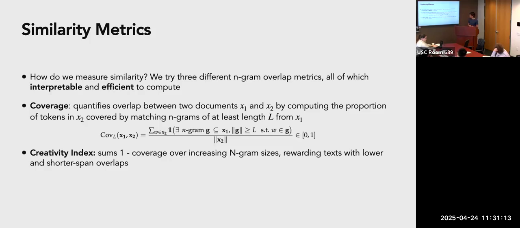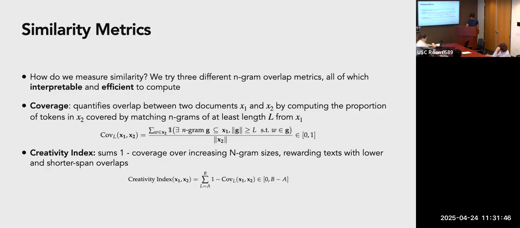Reward in what sense, I guess, is the question. You say reward. Yes, rewarding meaning giving higher scores. And the higher score means it is more creative, meaning less overlap. Yeah, less overlap. I think I have the citation on the next slide, but this is from another paper. They're building on this coverage metric, introducing this creativity index as a way to assess linguistic surface form creativity.